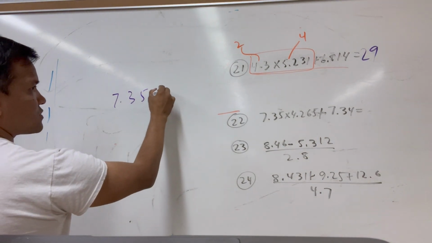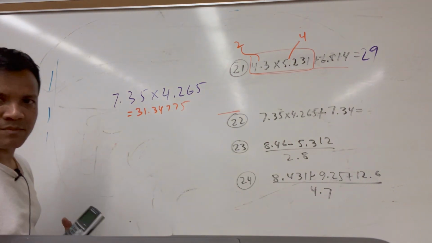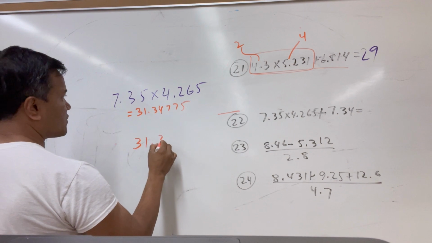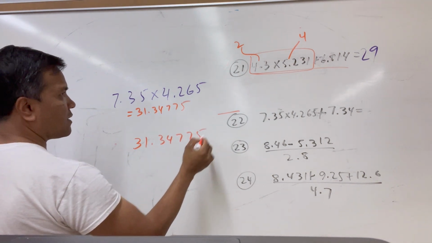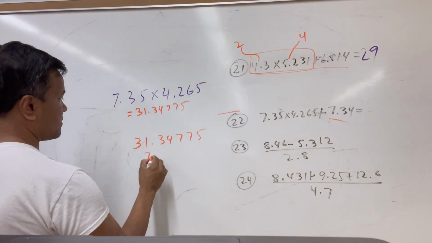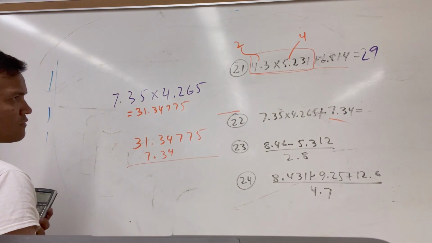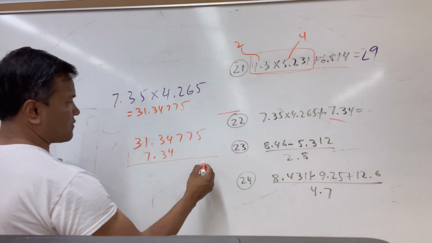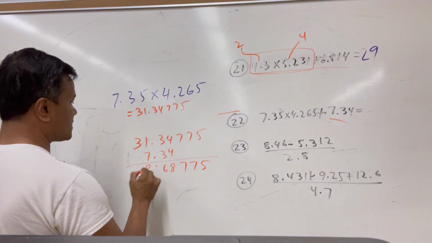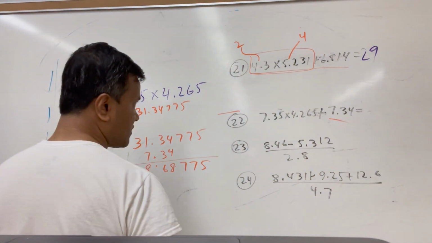3-5 times. Find the sig fig now. First we're gonna finish the business as usual, then we're gonna find the sig fig. So 1.34775, and then 7.34. So let's do the business as usual, then we can find the final answer. 5778683.